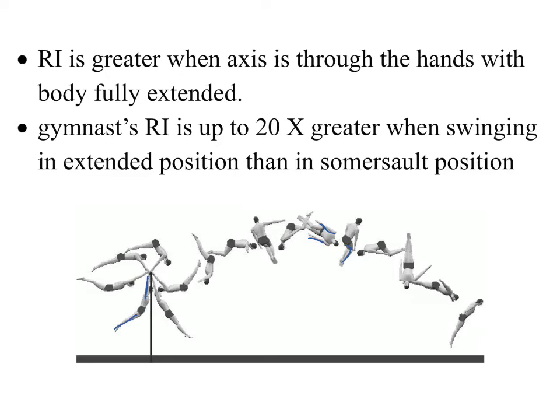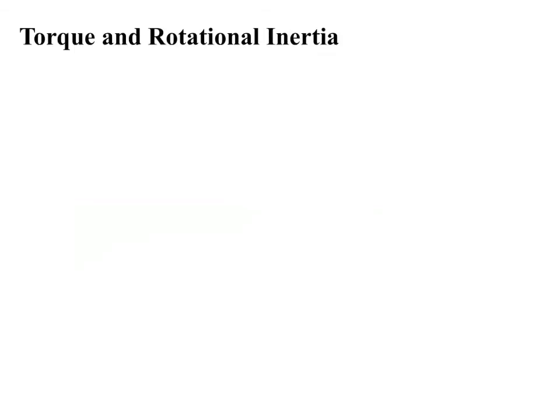So a gymnast's rotational inertia is up to 20 times greater when swinging in that extended position than when you are in a somersault position. Because again, when you're doing a somersault, what are you doing? You're making all your mass concentrated more around your center of gravity than if you were just standing like you normally would. Okay? So definitely have some respect for what gymnasts do, because it's crazy that somebody can get their body to move like that.